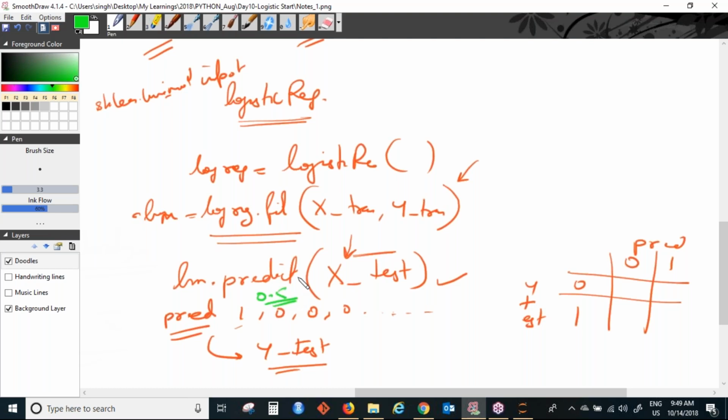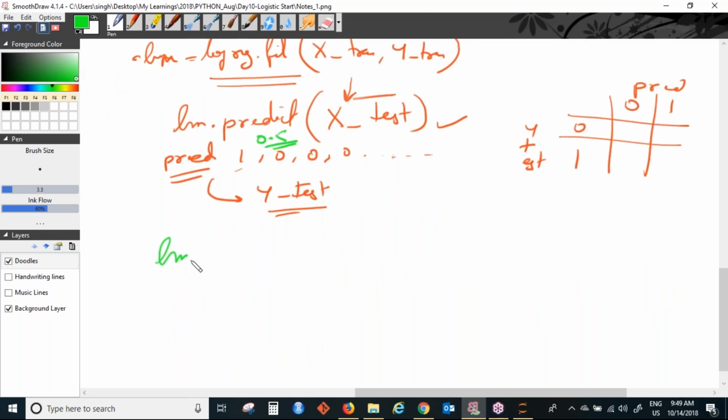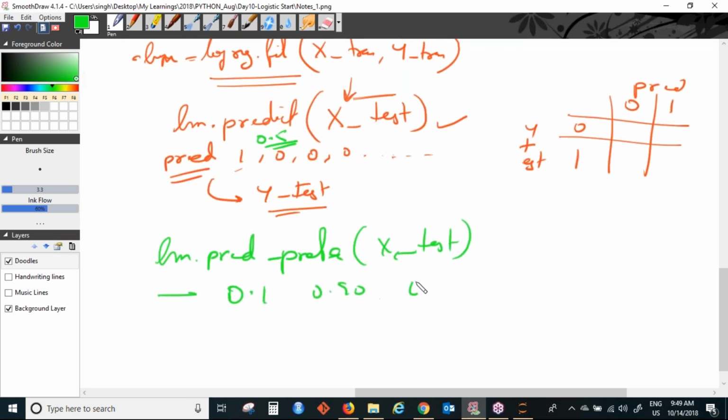If you don't want to use 0.5, you use the function dot predict underscore proba, and you pass the same independent variable of test. Here you will get probabilities. You can get any number.